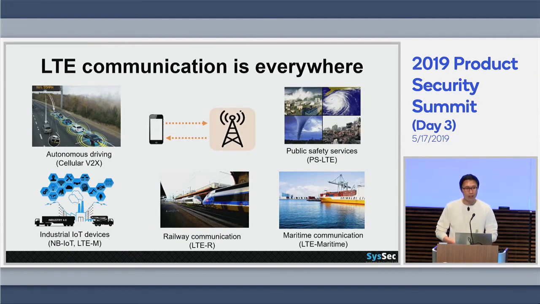As you know, LTE is everywhere, and 5G is coming pretty soon. LTE is not only used for personal data communication, but it can also be used in many critical applications. For example, connected car assistants for autonomous driving, industrial IoT devices, and even national infrastructures, such as railway communication, maritime communication, and public safety services. Since LTE communication is widely used in everyday life, the security of LTE is becoming very, very important.